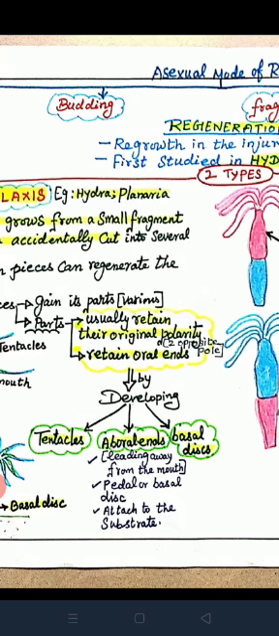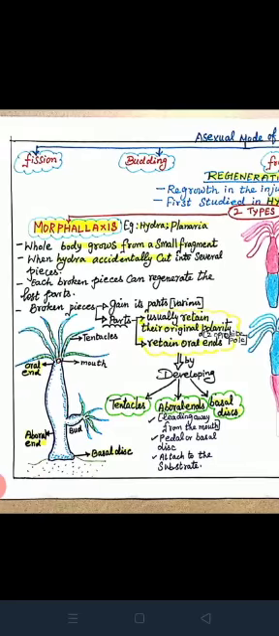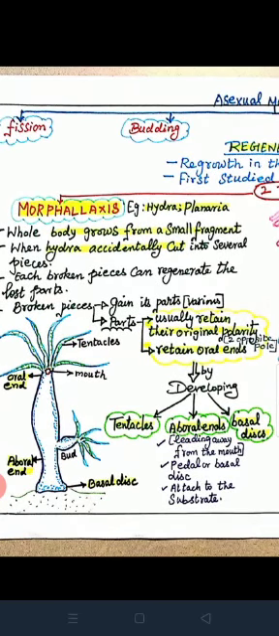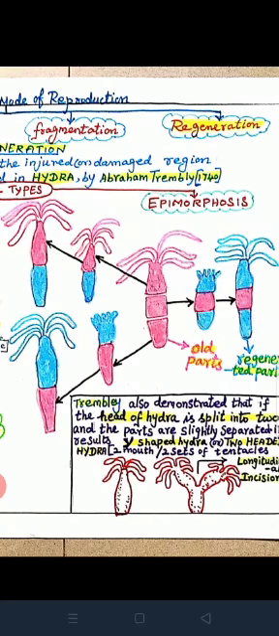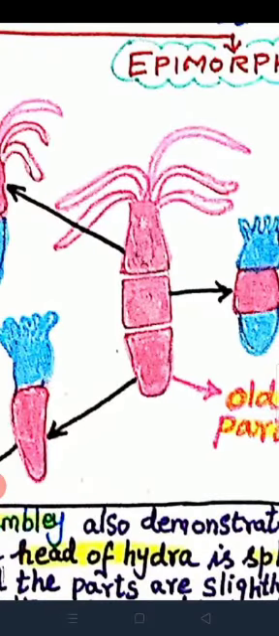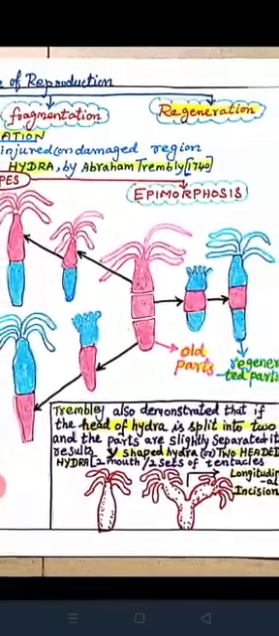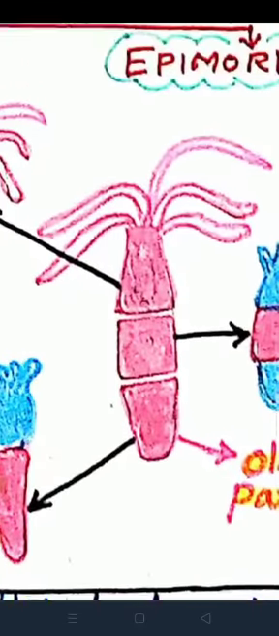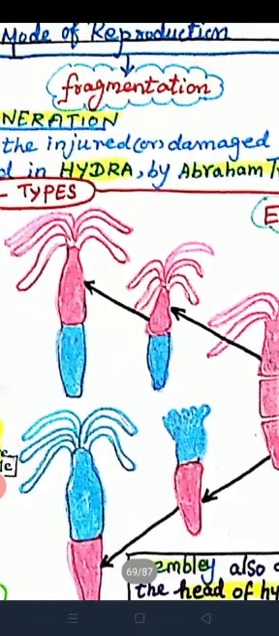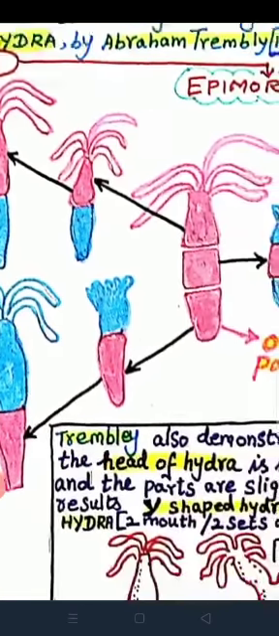Shall we recap once again what is morphallaxis? Whole body grows from a small fragment. Example, Hydra. See the picture which we already studied. When Hydra is accidentally cut into small pieces, each broken piece can regenerate the lost parts. Broken pieces gain their parts, usually retaining their original polarity and oral ends by developing tentacles. See the diagram. By developing tentacles, arboreal end and basal disc. Will you be able to recall? Yes, as we completed, longitudinal incision 2. This one, right?